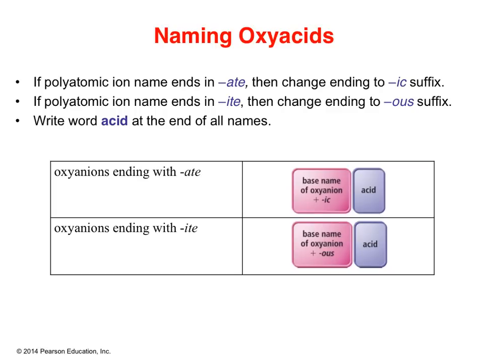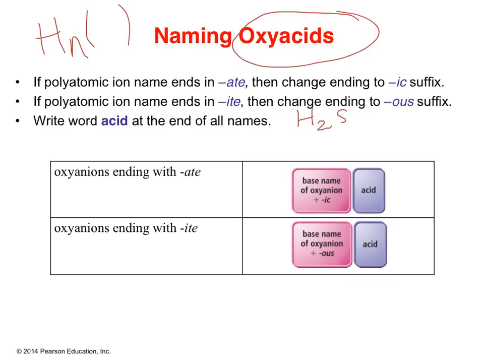Binary acids are different from oxyacids. And how are they different? Because oxyacids will have one or more hydrogens followed by a polyatomic ion. If the polyatomic ion ends in ate, for example, if this was the acid that you were trying to name, H2SO4, right, one or more hydrogens followed by a polyatomic.